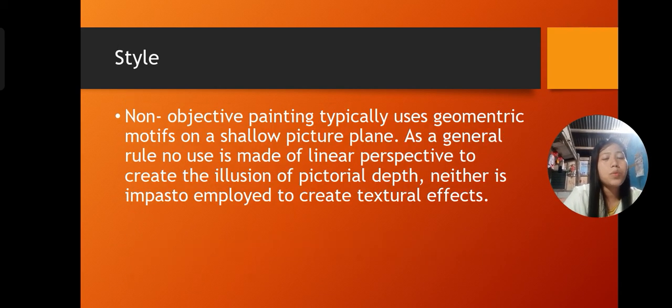Next is the style. Non-objective painting typically uses geometric motifs on a shallow picture plane. As a general rule, no use is made of linear perspective to create the illusion of pictorial depth. Neither is impasto employed to create textural effects. There are also other styles of art related or similar to non-objective art. Among these are the Bauhaus, Constructivism, Cubism, Futurism, and Op art.